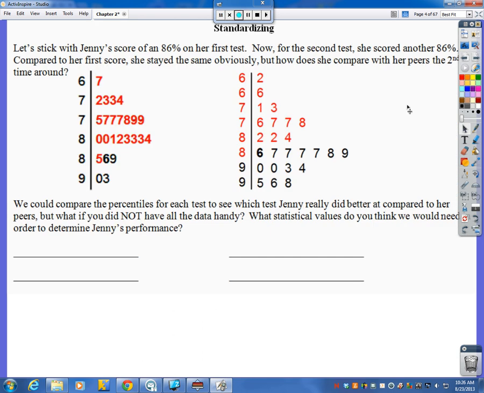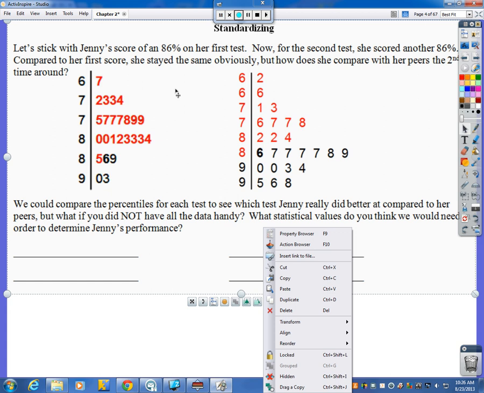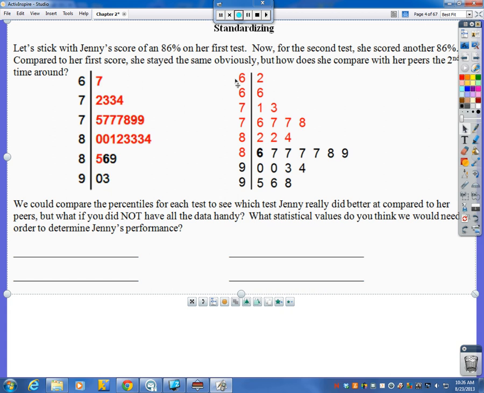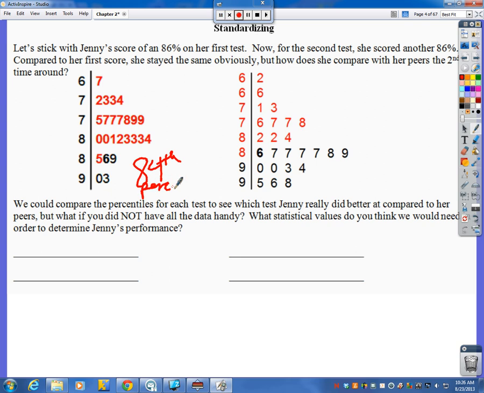Now, standardizing. This is where we get into that whole z-score thing. So we're going to stick with Jenny's 86 on her first test, and let's say she takes a second test and she still gets an 86%. Sweet, she's consistent. Compared to her first score, she stayed the same, obviously, right? 86, 86. But how does she compare with her peers the second time around? Now we're going to compare percentiles, okay? So here we said she was at the 84th percentile. 84th percentile. Now over here, let's figure out real quick what her percentile was.